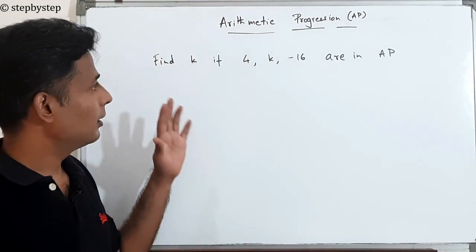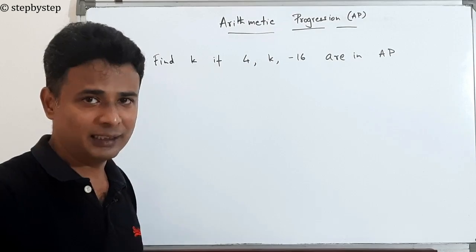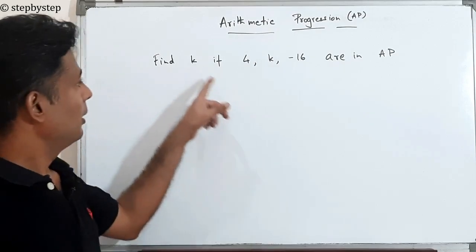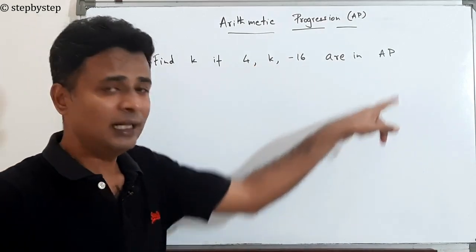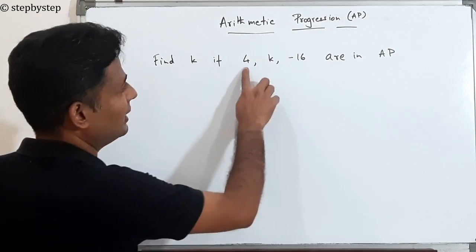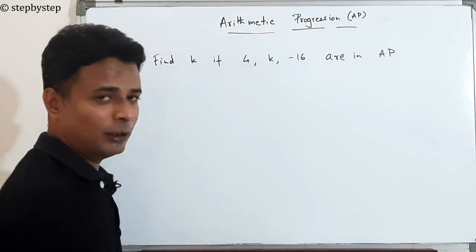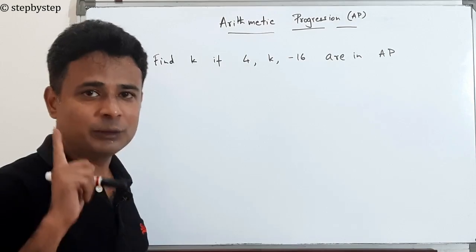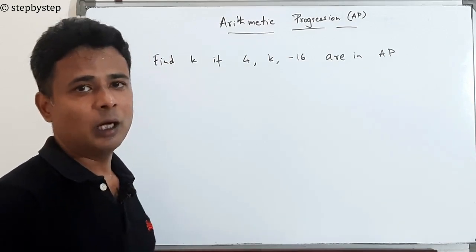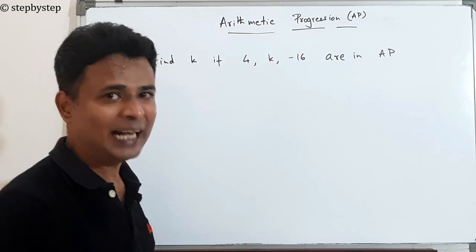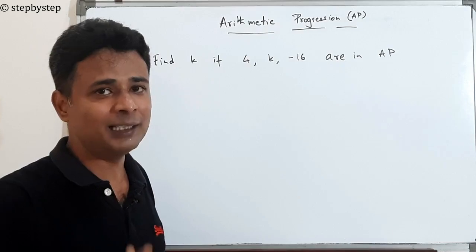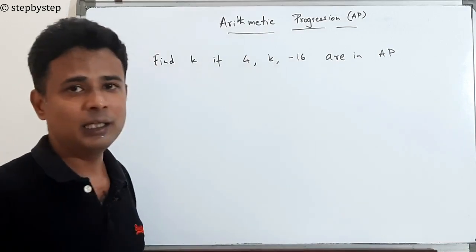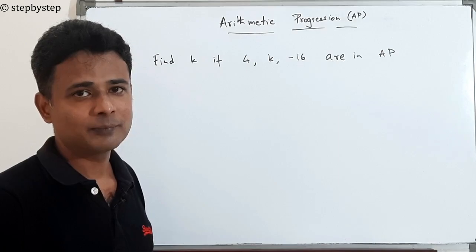Alright guys, this is the last question we'll solve from this module. Find K if 4, K and minus 16 are in AP. They have told us these 3 numbers are in AP and we have to find the value of K. One unknown, which means we need one equation. Now pause your video for a moment and think if you can find the equation. Do it honestly. Take 2-3 minutes to think if you can find an equation to find K.